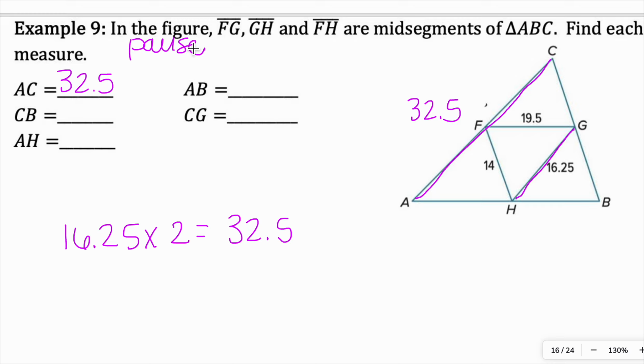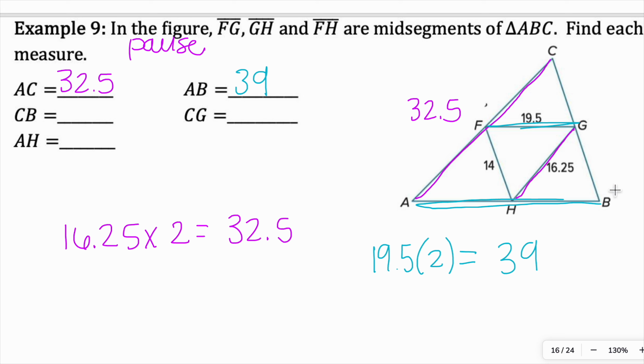All right, let's try some others. AB. AB is down here. AB is parallel to FG, so FG is just half as long, so I could take 19.5, multiply that by 2 to get AB, and I'm going to get 39. Next up is CB. Let's use orange. CB is here. CB is parallel to 14. 14 is half as long, so to find CB, I'm going to do 14 times 2, which is 28.